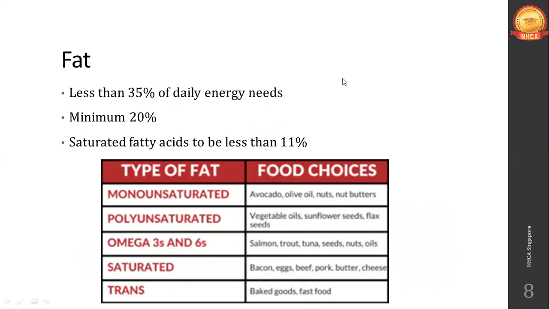Next, coming to fat, not just for athletes but also for the general public, we always give the same advice: whatever your calorie intake is, the fats that contribute to that calorie should always be below 35%, for females and males as well. But the lower limit is 20%. Don't go lower than 20, otherwise it will not help you, especially athletes.